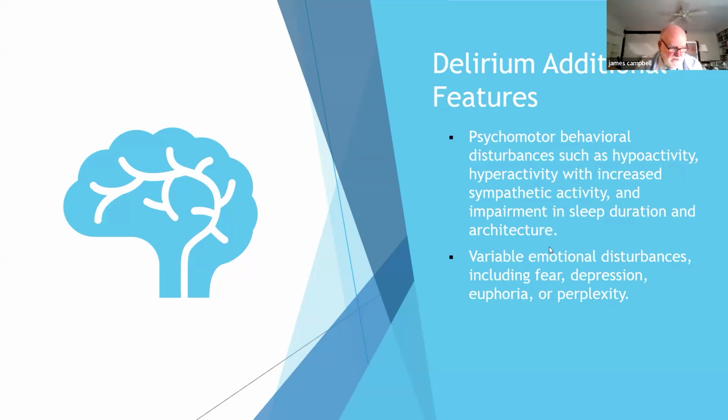They can have impairment in their sleep architecture. Again, different than dementia. With dementia, you tend to become more confused later in the day and less confused early in the morning. With delirium, you tend to wax and wane. So you'll suddenly be asleep, then you're awake, then you're asleep, then you're awake. There are variable emotional disturbances, including fear, depression. Some people can even appear euphoric. And oftentimes people are just perplexed. They can't figure out what's going on. And if you think about it, if you can't figure out what's going on, that's going to cause the fear and the paranoia.